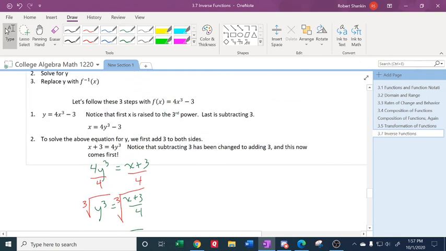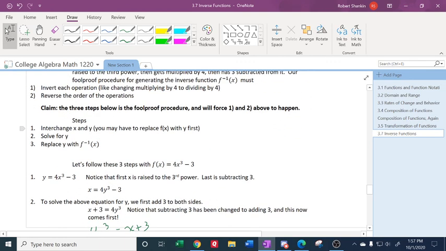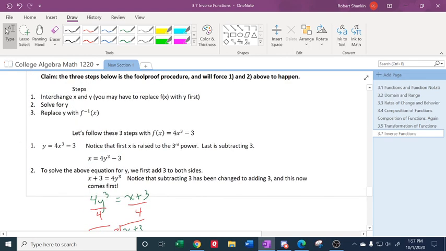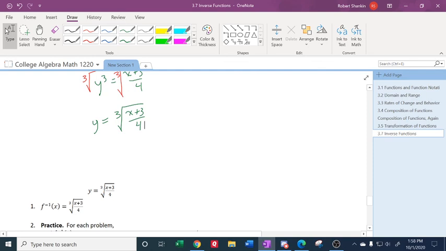Now, the three-step process was interchange x and y. We did that. Solve for y, we just completed that, and then replace y with f inverse of x. So, if I replace this y with f inverse of x, I get this equation down here. That's my inverse function.